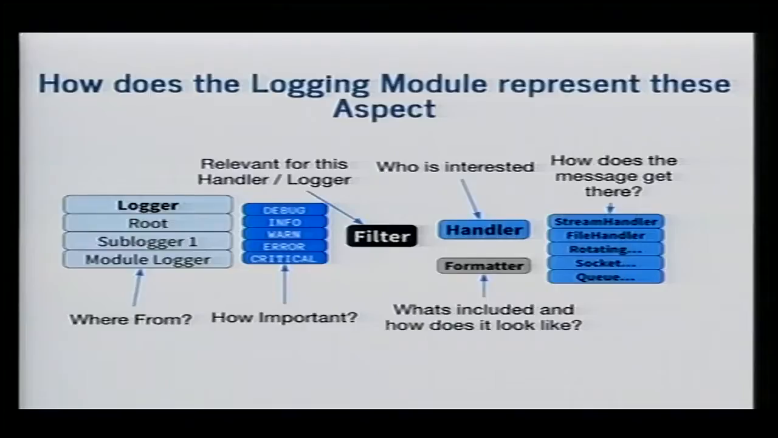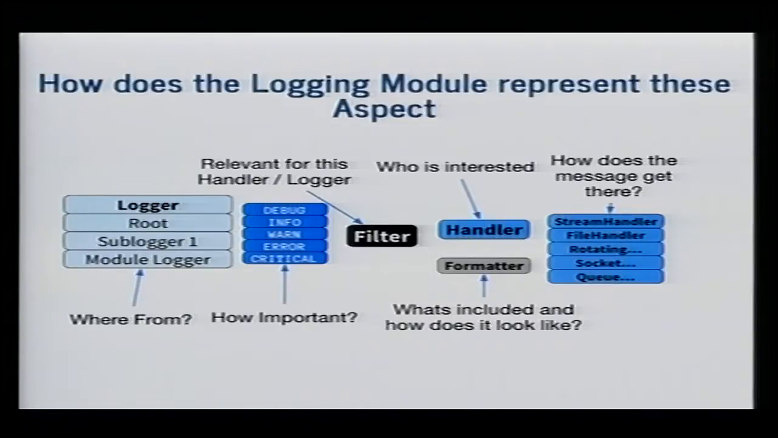And they send out their messages, log records, via a filter. The filter is optional, to a handler. A handler could be a stream handler, writing to console, a file handler, a rotating file handler, sockets, a queue for multiprocessing. I think there are 14 and counting in the module. It's quite likely that you find something that is useful to you. Maybe not perfect, but useful.